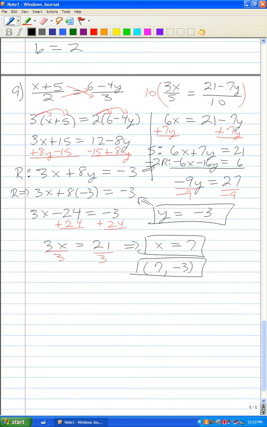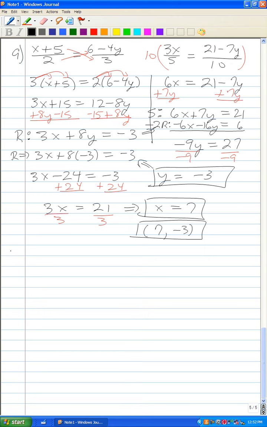Let me do problem number 10. (2x^5 y^6)^3 over (3x^7 / y^2)^-2. Okay, so let's cube everything inside the parentheses. 2 cubed is 8. x to the 5th cubed, x to the 15. y to the 6 cubed, y to the 18.